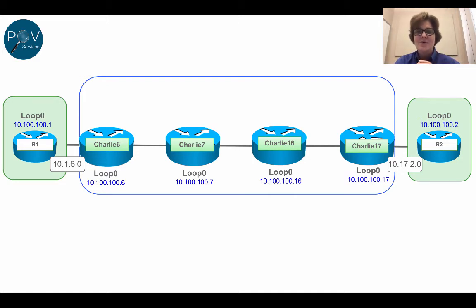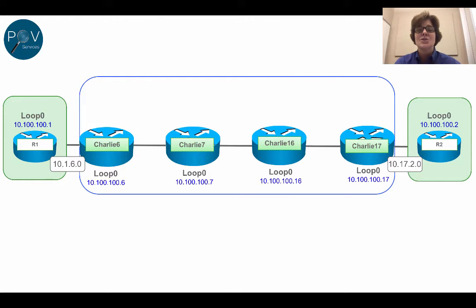I have 4 ASR 1000s in the other room in my lab environment at work, and I have 2 4948s. The 4948s are R1 and R2. They are going to be customer routers. We're actually going to put them in VRFs, so Charlie6 has a physical interface that connects to R1 in a VRF called customer A. And Charlie17 also has a physical interface connected to R2 in a VRF that is also connected to customer A. We call them VRF customer A's.